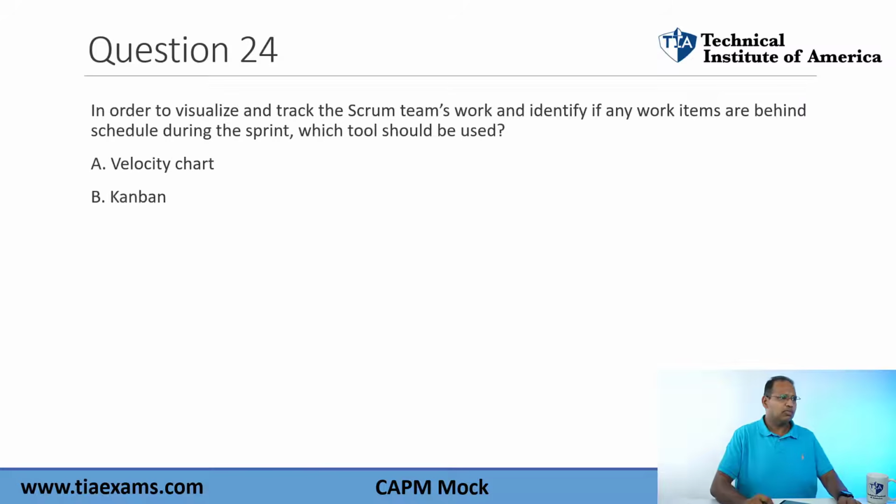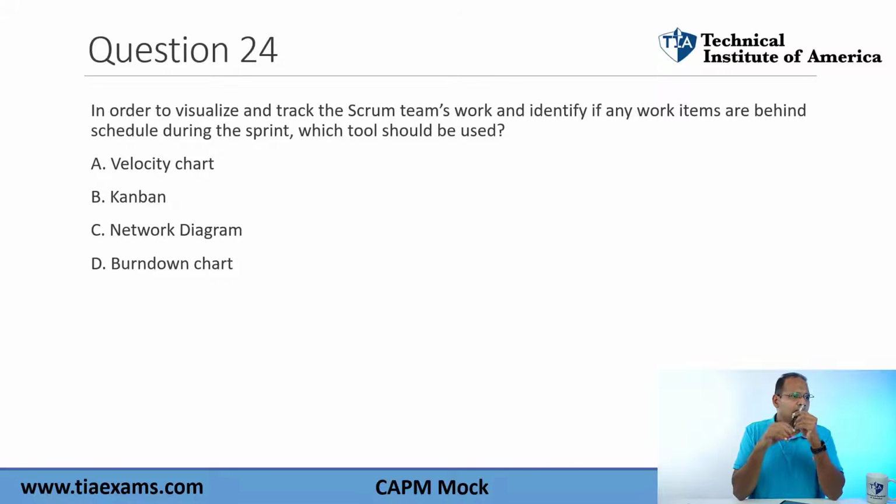Practice question number 24. In order to visualize and track the Scrum team's work and identify if any work items are behind schedule during the sprint, what tool should be used? All right, so we're going to need a tool to track work and to see if anything is really behind schedule here on the sprint. All right, let's go through it. First of all, a velocity chart says how much work is getting done in the sprints. Probably not this one. A Kanban board is basically a sign board or task board that shows you how work flows through a particular project.